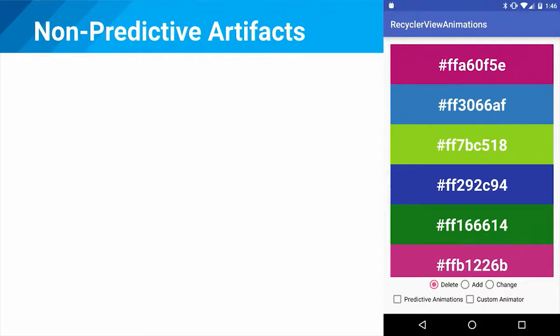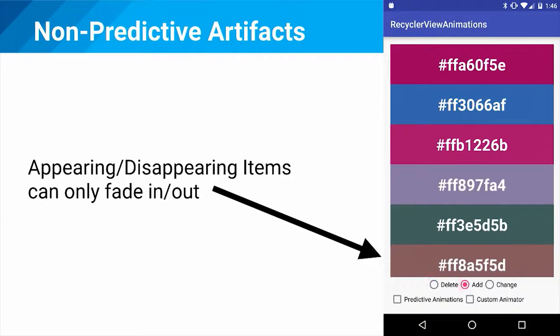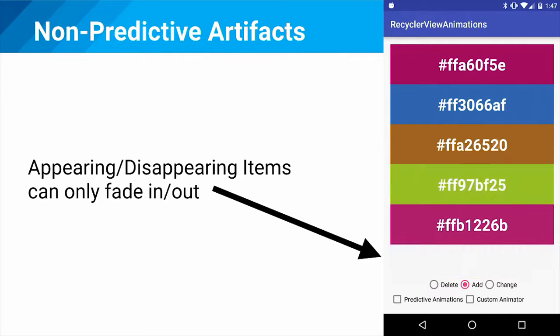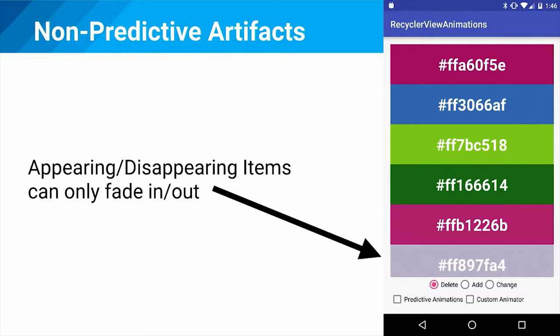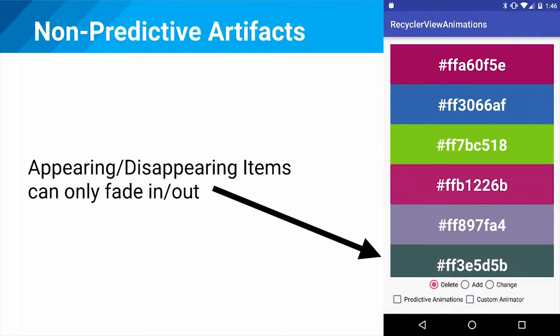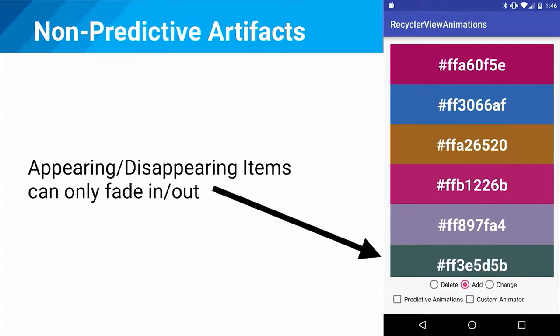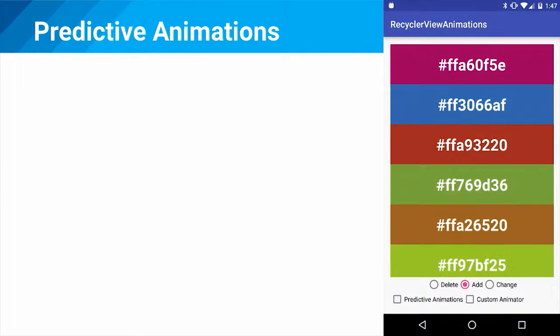Here are the artifacts I was talking about. You can see these delete and add operations again. This is supposed to be a contiguous list, right? You're basically breaking the user's mental model. They think there's a list, but then why is there that weird janky thing at the bottom where things are fading in and out? Now it doesn't look like a list. It just looks like a jumble of items. That's the thing we want to get around with predictive animations.